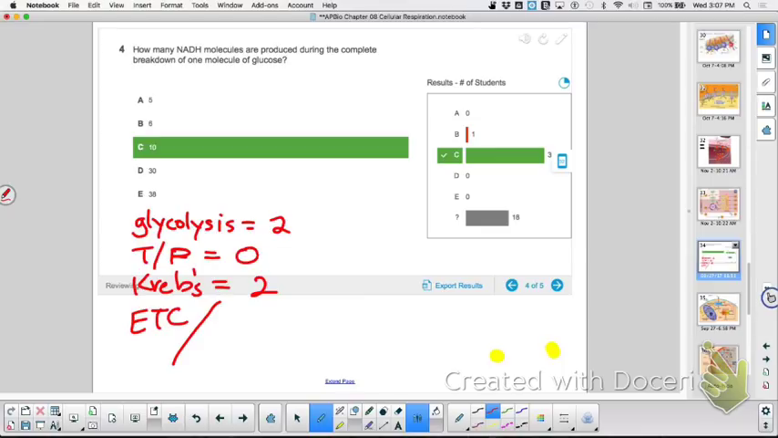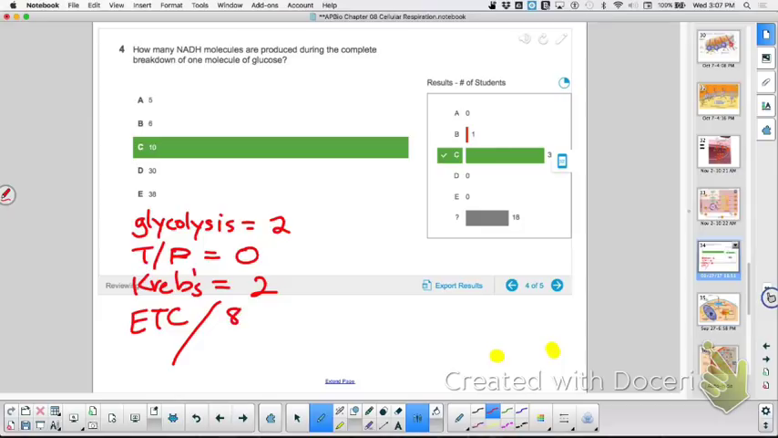No. I heard somebody say glycolysis is what I was saying no to. Maybe not. Somebody said that? Okay, good. So we got that straight. So we have 6 from Krebs and 2 from transition prep. So how many is that total?